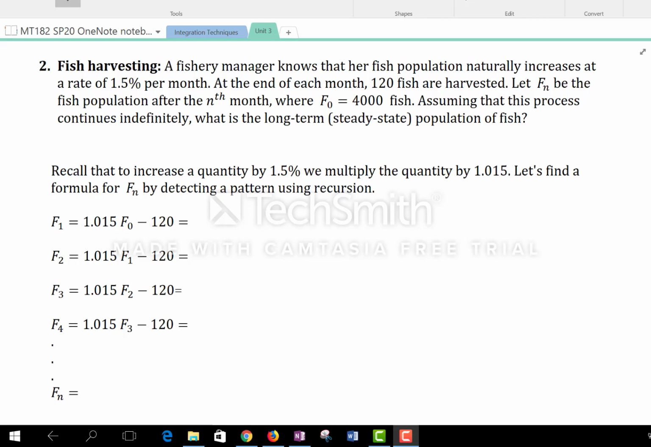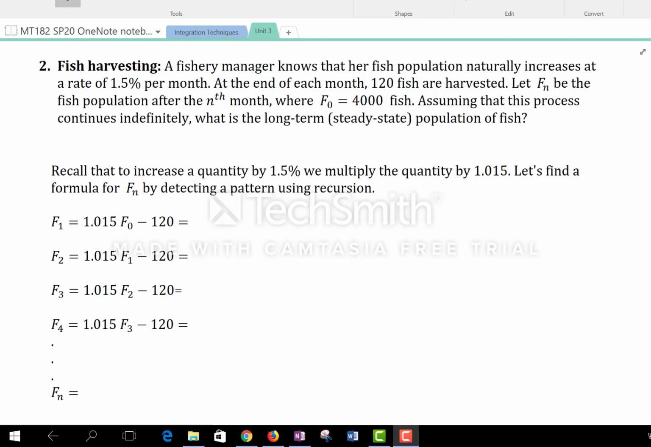Right, in this example, we're going to solve the following problem. We have a fish manager that knows their fish population naturally increases at a rate of 1.5% per month. At the end of each month, 120 fish are harvested, and we want to know what's going to be the long run or steady state population, if there is one, of the fish.